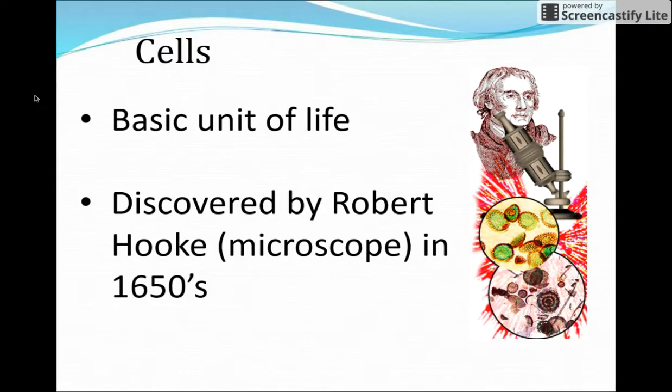So remember that cells are the basic unit of life. We talked about this when we did the characteristics of life. So it's the smallest thing that is considered to be alive. It has all 8 characteristics of life, and it builds the larger organisms that have the 8 characteristics of life. And they were again discovered by Robert Hooke using a microscope in the 1650s.